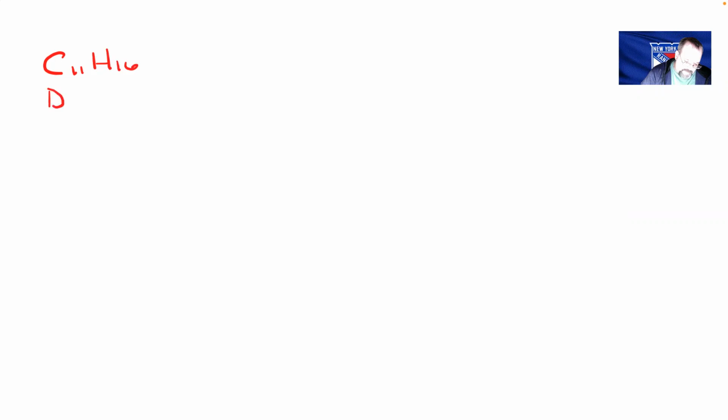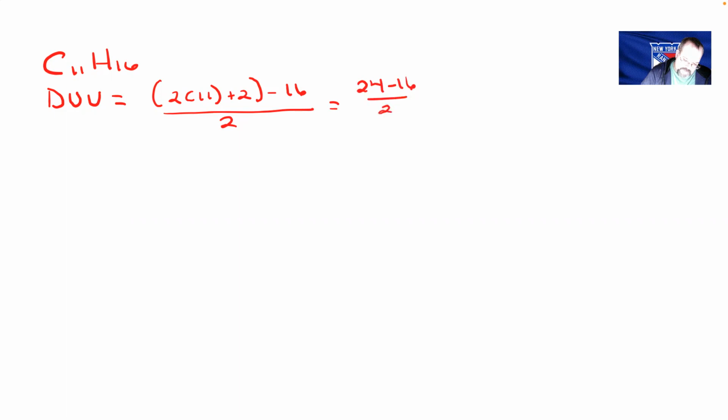As we talked about, the first thing you want to do is calculate the degrees of unsaturation. So we're going to take 2 times the number of carbons that are present, which is 11, and add to that 2. Then we'll subtract 16, and divide the whole thing by 2. So 22 plus 2 gives us 24. 24 minus 16 over 2 is 8 over 2, and that gives us 4.